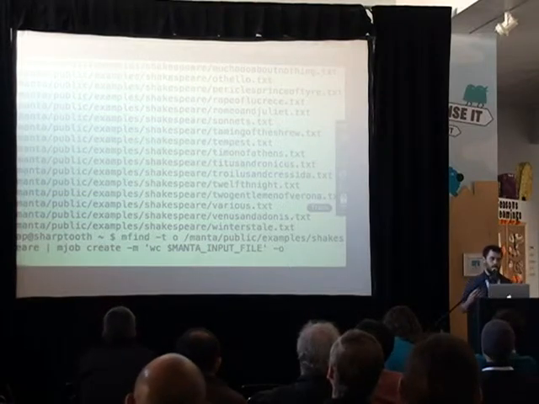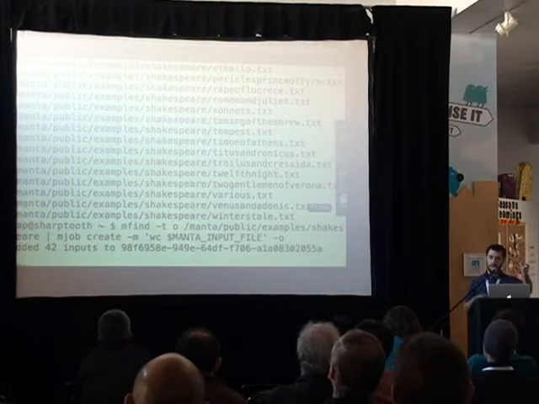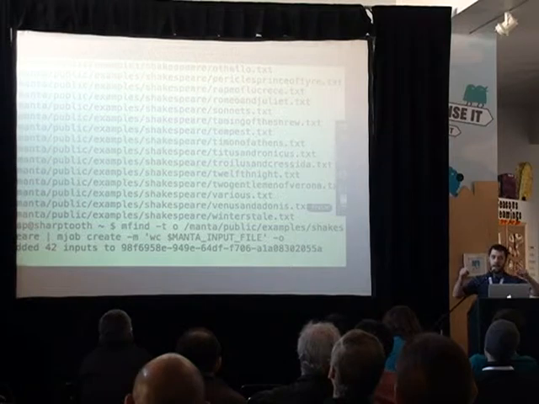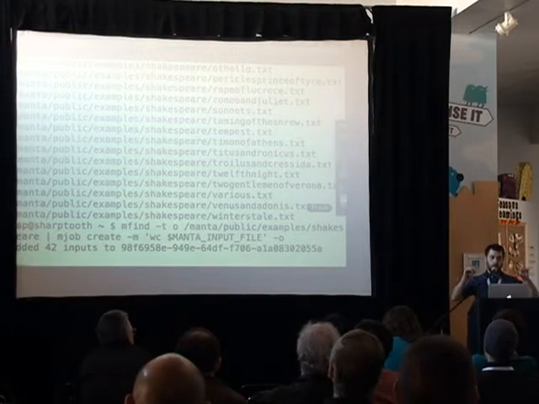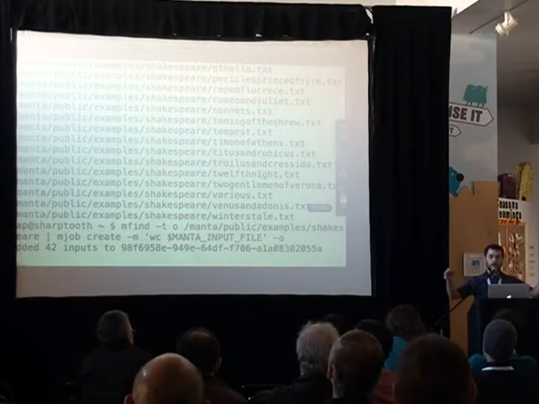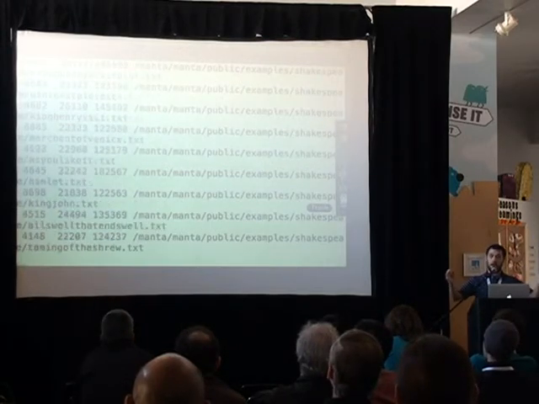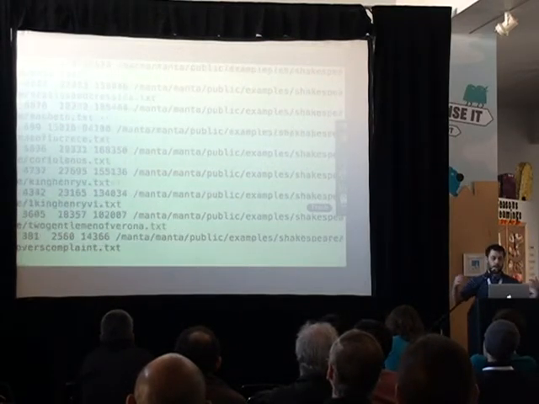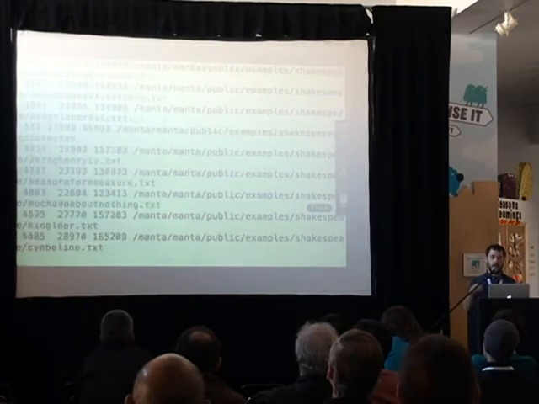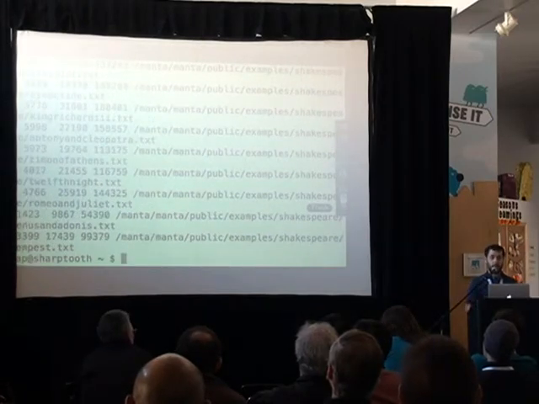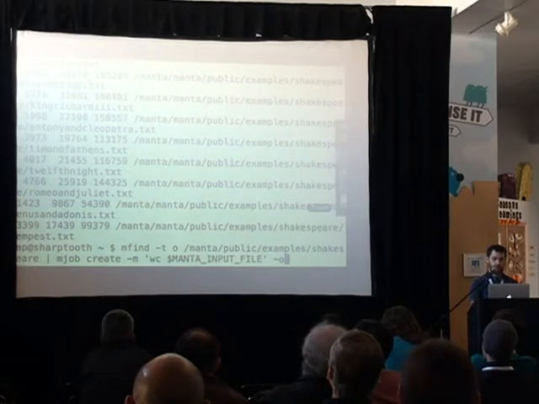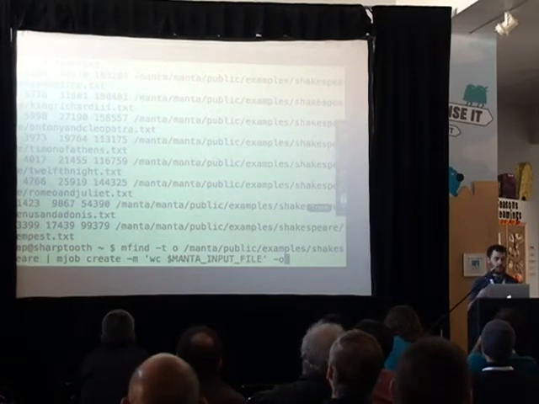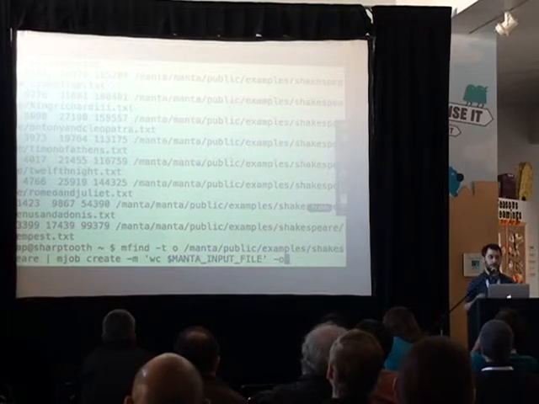So when I ran this, what Manta did was it took my command, which is WC of my input file, and it located all the 42 objects that are there, and sent requests to each of the servers that are storing those objects saying, I want you to run WC on this and give me back the output. The outputs were saved back into Manta, and my command line tool basically went and fetched them all. Make sense?